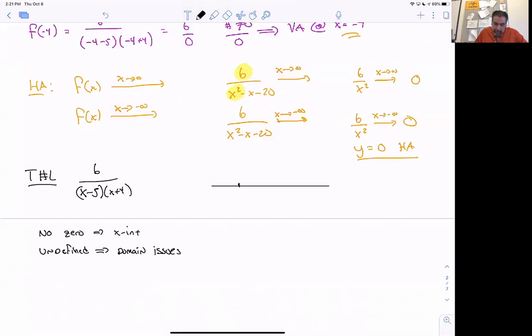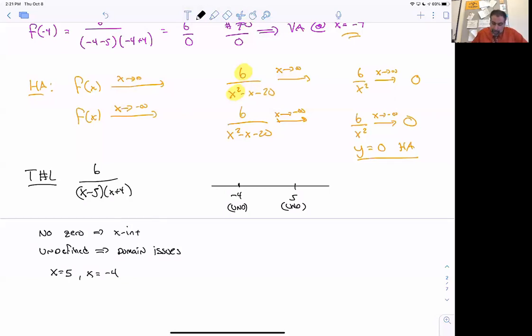So our domain issues were where the denominator equals 0. That was x equals 5 and x equals -4. So when I put those on our number line, -4 goes on, 5 goes on. Those are undefined values. They're not zeros, they're not positive, they're not negative. When you put those in, you're just going to get undefined. Just writing that -4 a little neater so you can read it.